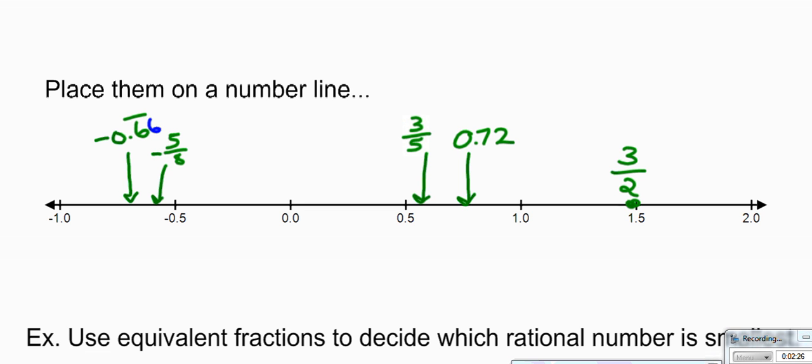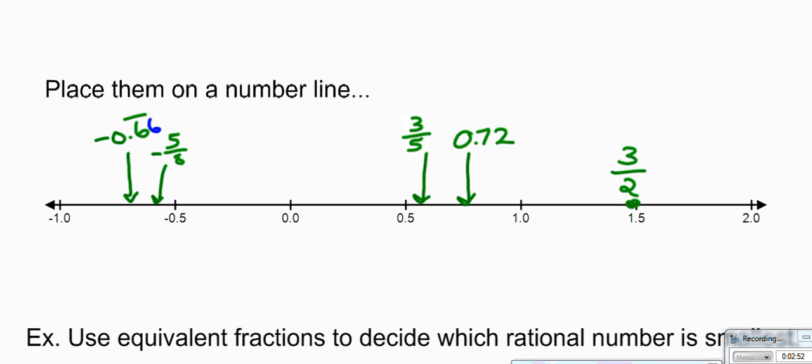Okay, and then when we look at the other two decimals that are close to each other, so 3/5 was positive 0.6 and then 0.72, so 0.6 is closer to 0.5, and then 0.72 comes after, so 50 cents, 60 cents, 72 cents if we're thinking of money. 3/2 is exactly 1.5, and so we can put a dot there instead of an arrow.